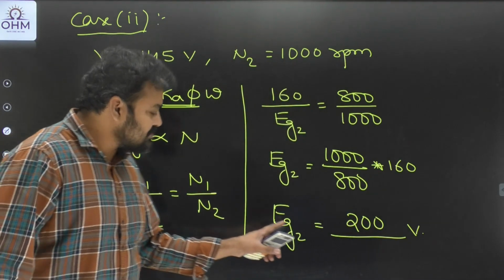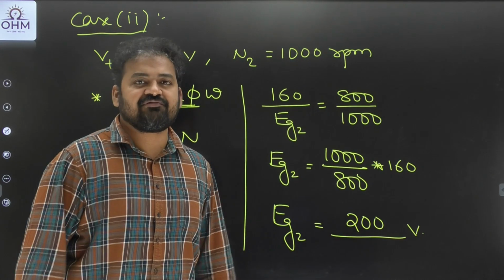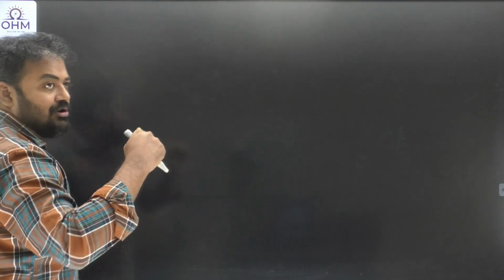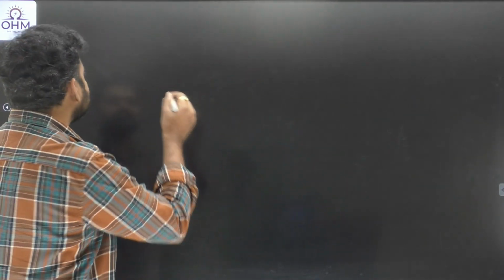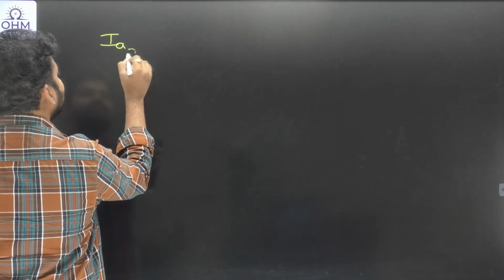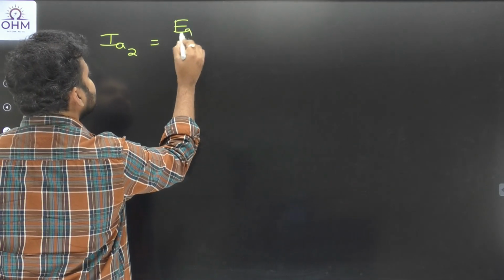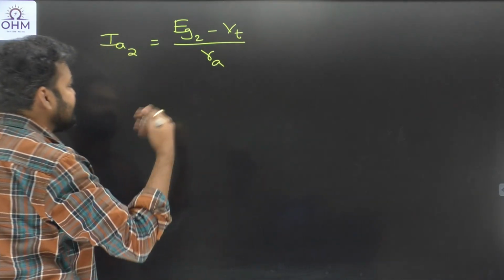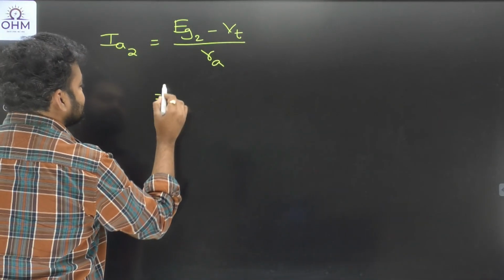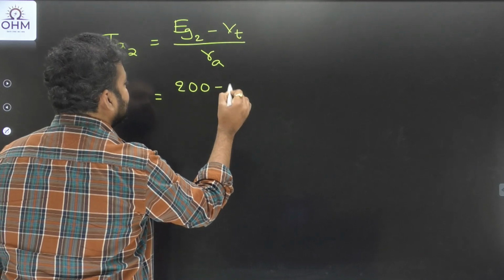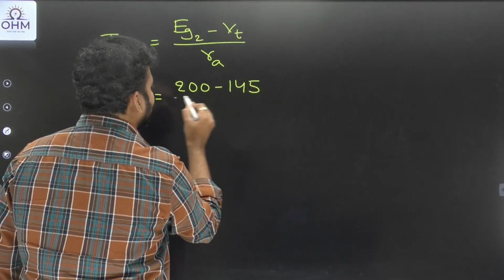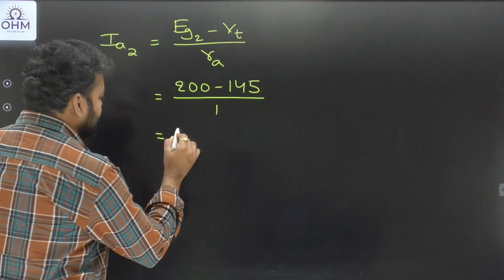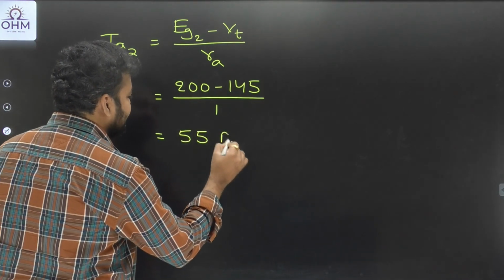Now, once we got the new generated EMF, we can easily find out the new armature current, isn't it? Armature current will always flow from Eg to Vt. So, armature current will be equal to Eg minus Vt divided by Ra. Yes or not? As it is the second case, use suffix 2. What is the new generated EMF? 200. Terminal voltage does not change, same 145, divided by armature resistance 1 ohm. So the answer for the new current is 55.